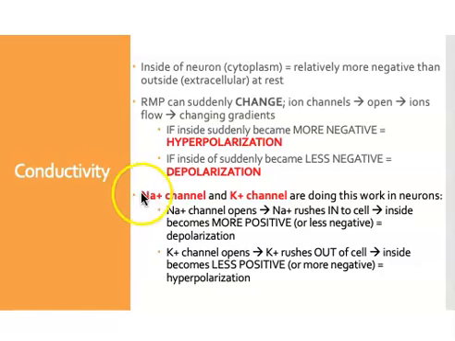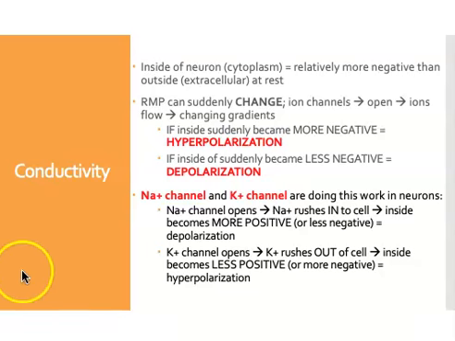It's sodium channels and potassium channels that are doing this important work of generating electrical current in neurons. We have to remember that sodium is normally higher outside the cell than inside. So when sodium channels open, sodium is going to rush into the cell, down its gradient. That's going to make the inside of the cell suddenly more positive, or remember, less negative, and that's what we call depolarization.